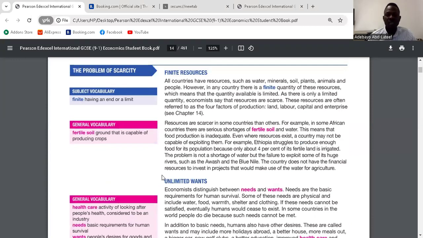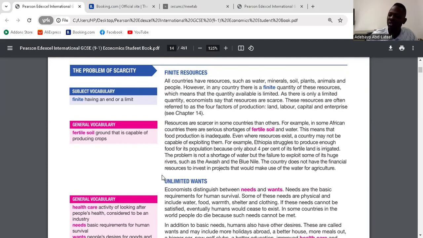The problem of scarcity, finite resources. All these countries have resources such as water, mineral soil, plants, and animals and people. However, in any country, there's a finite quantity of these resources, which means that the quantity available is limited. Economists say that resources are scarce. These resources are often referred to as the 4 factors of production: land, labor, capital, enterprise.